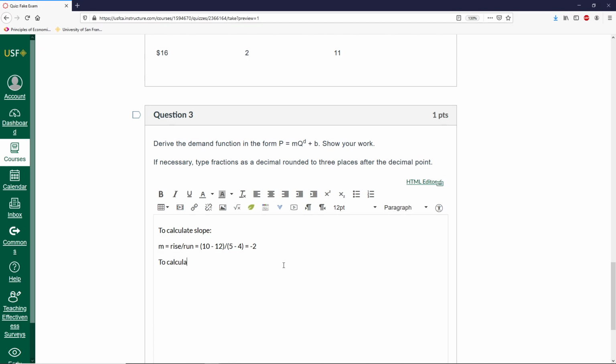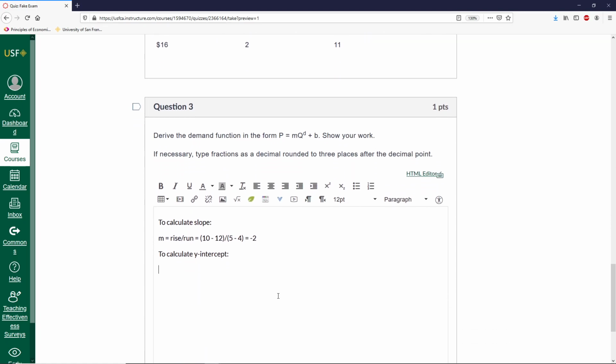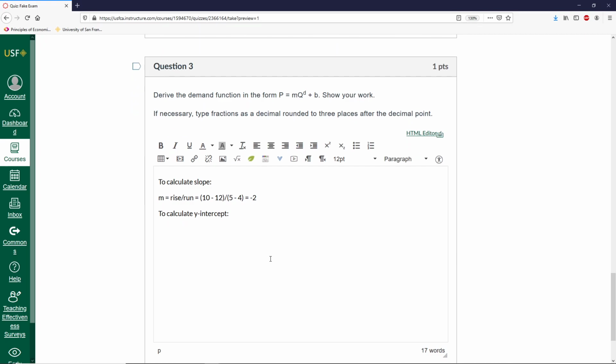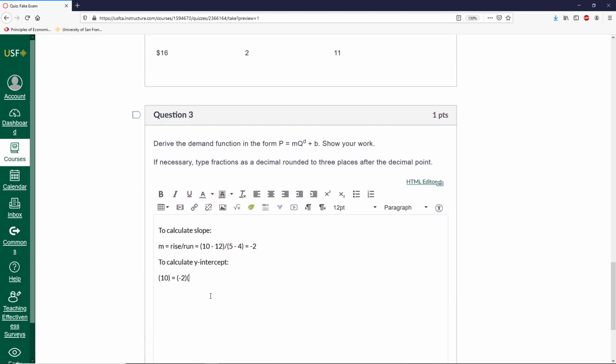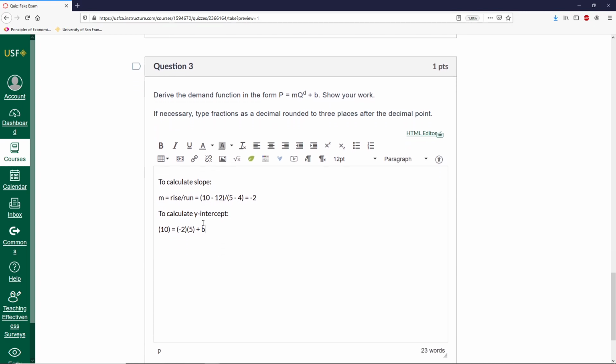Then to calculate the y-intercept, right? If I want to use the first row of information again, remember this is something that we worked out earlier in the chapter, then what I want to do is just substitute into the y equals mx plus b form. So now I have 10, which is my price, is equal to the slope, which is minus 2. I just calculated that. The x term, or qd, right, which is going to be 5. So put 5 right there, plus b, right? So I'm calculating this.